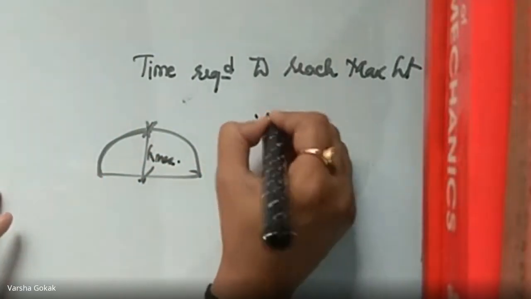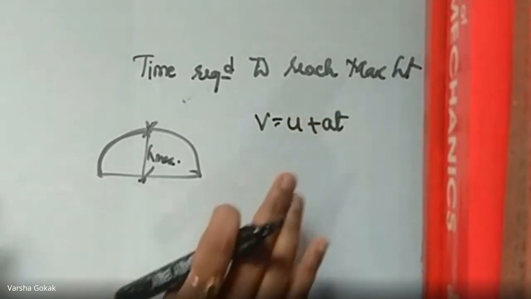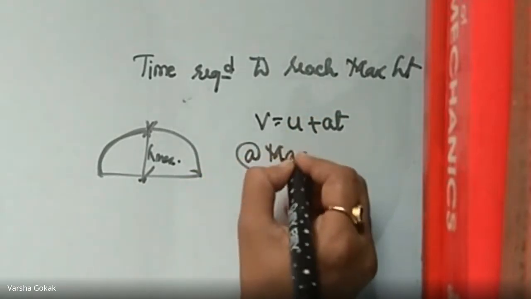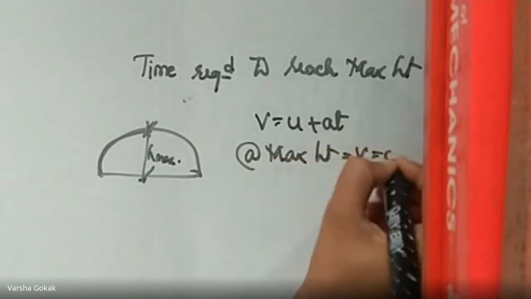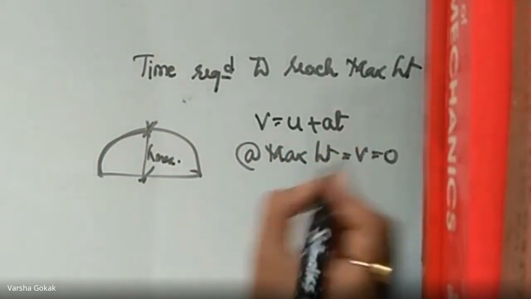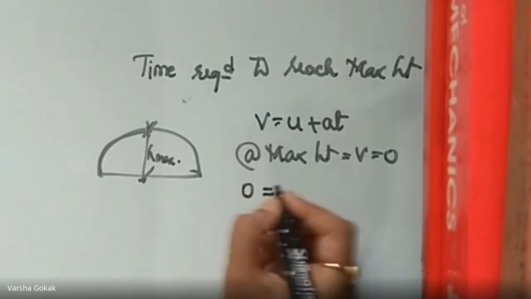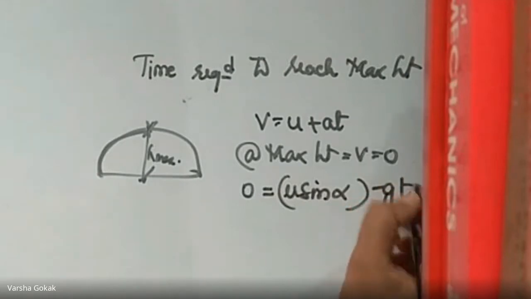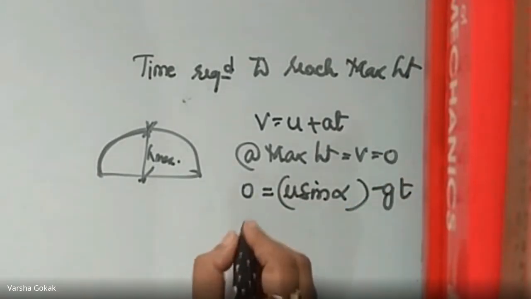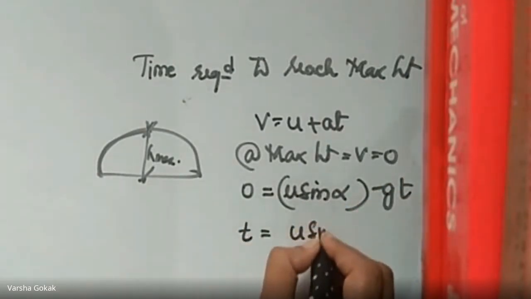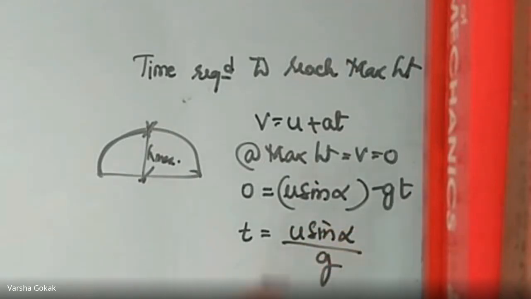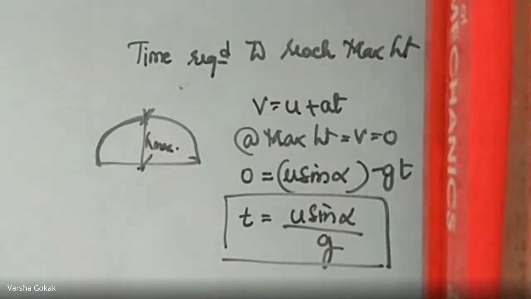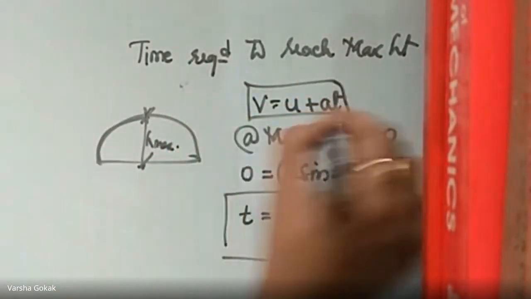Now using v equal to u plus at, the general equation of motion, at maximum height, what is the velocity? v is 0. So substitute 0 equal to u sine alpha minus g into t. From this equation, t would be equal to u sine alpha divided by g. So this is the time required for it to reach the maximum height. This is from the first equation of motion.